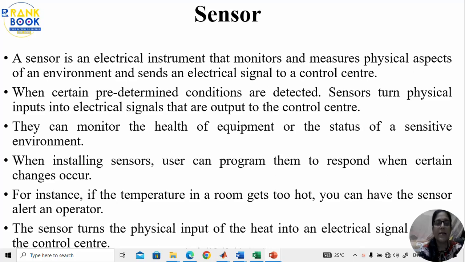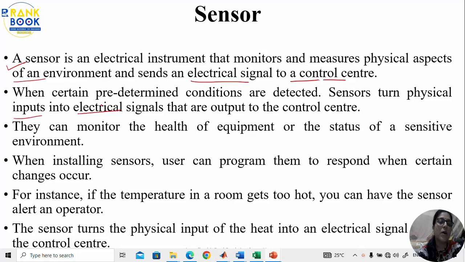Let us see the next concept, that is sensor. It is an electrical instrument that monitors and measures physical aspects of the environment, which will be analyzed, and sends the electrical signal to a control center. So that is what the sensor is. When certain predetermined conditions are detected, sensors turn physical inputs into electrical signals.